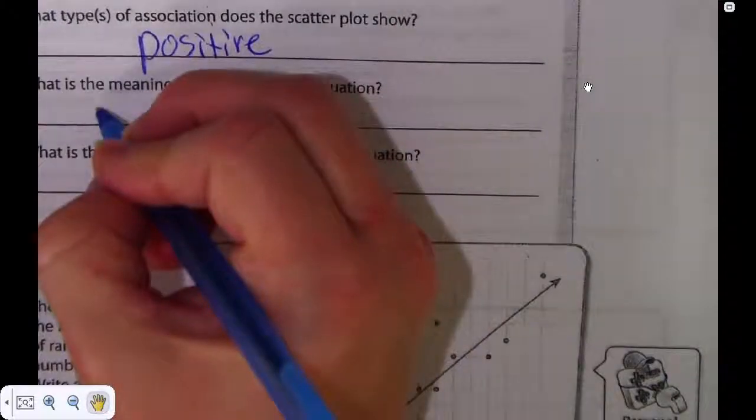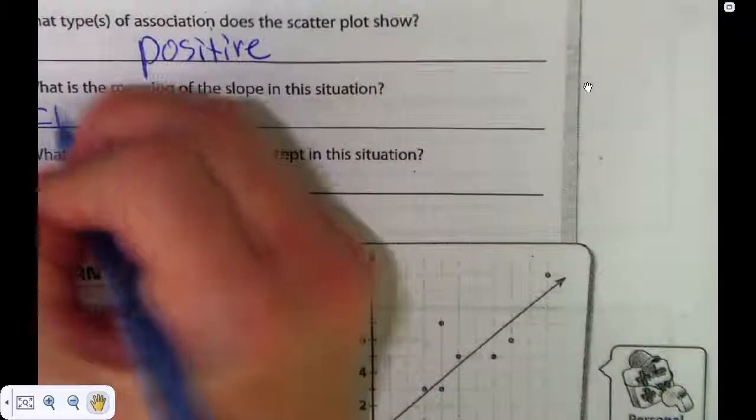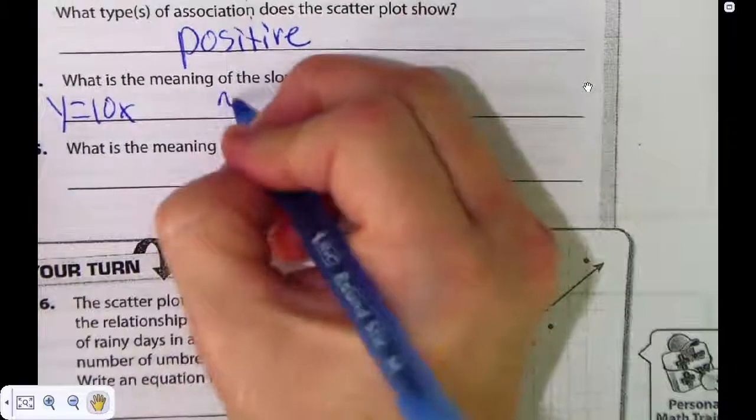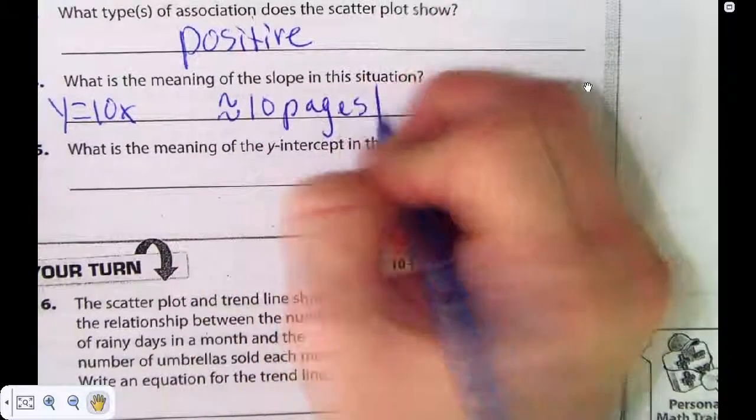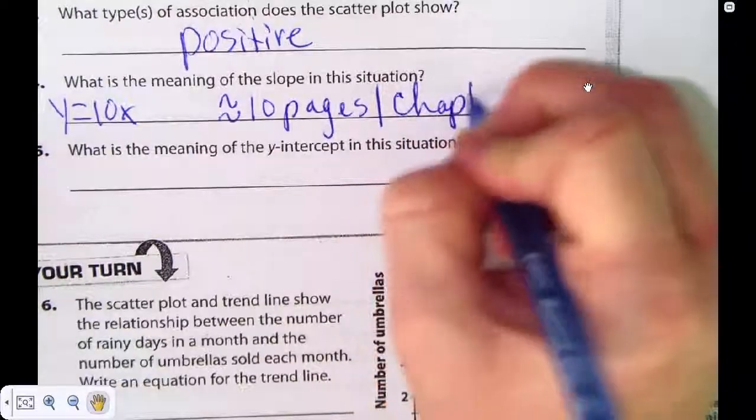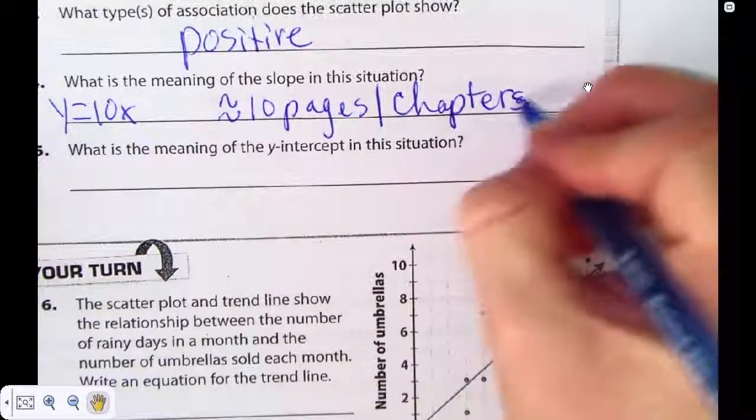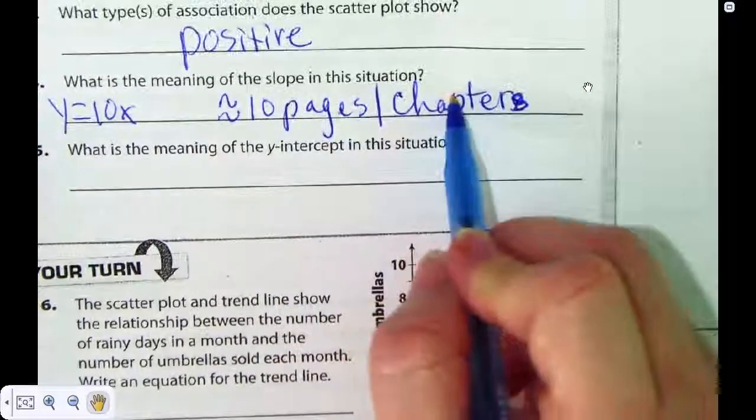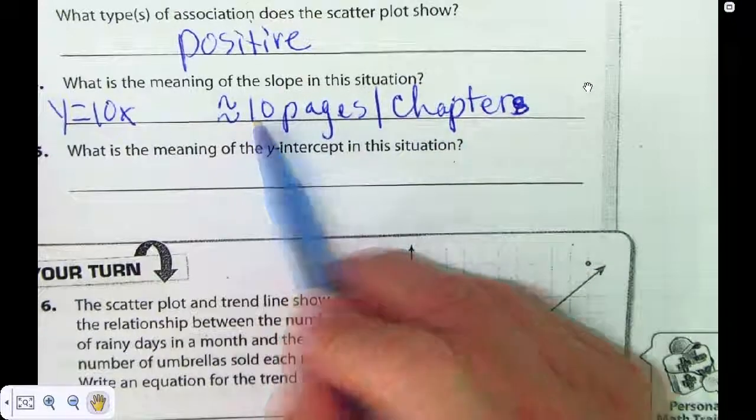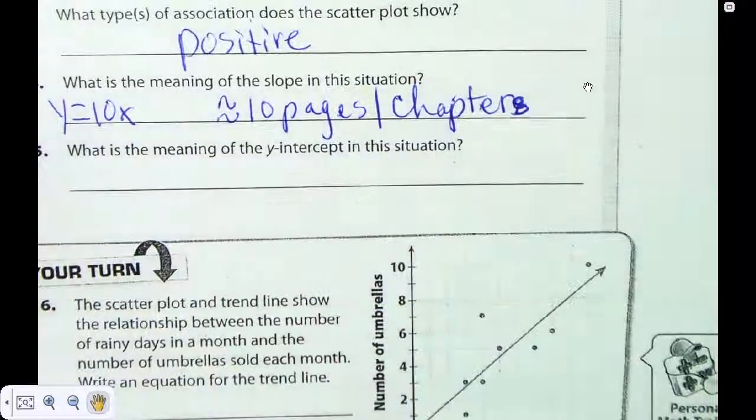There you go. So, since the equation is y equals 10x, what can we assume? There's about 10 pages per chapter. Guys, pages is your y. Chapters is your x. So it's about 10 pages per chapter.